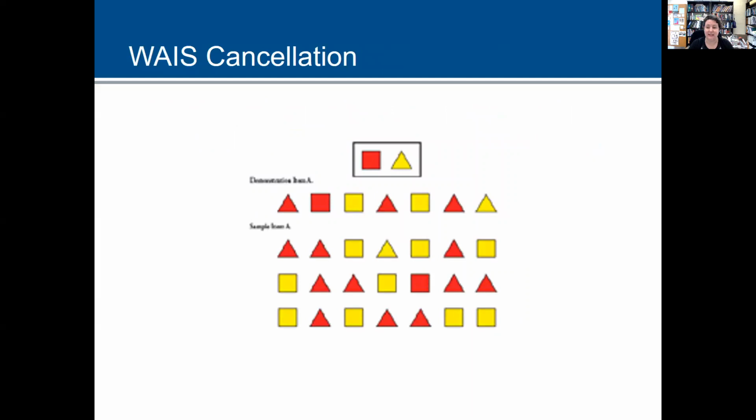In terms of cancellation, here is another task where there are a lot of items and people probably aren't going to get through them all. What you're doing is looking for these symbols in this specific sequence. So this is a measure not only of processing speed, but also of executive function. Can you inhibit yourself from crossing these things out? Can you inhibit yourself from selecting the yellow square when you really need the red square, for example?